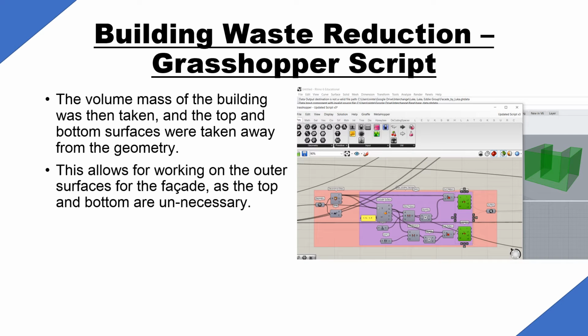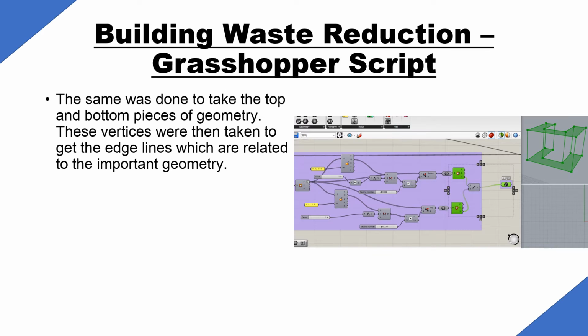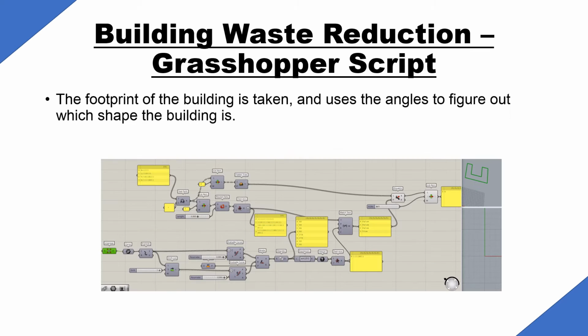The volume mass of the building was taken, and the outer surfaces to be used for the facade were taken as they were the only necessary surfaces needed for the generation of a facade. A similar process has been done for the top and bottom, allowing for the vertices to be joined into lines, allowing for the edges to then be used for later calculations.